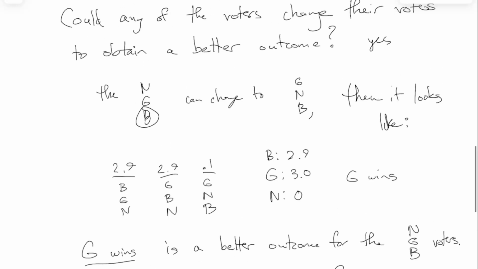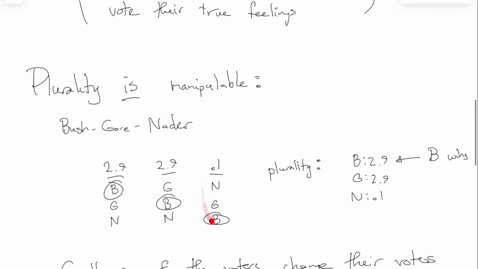These people who voted for Nader could have gotten a better result if they had voted for Gore instead. And so that means plurality is manipulable. It means these Nader voters, in order to achieve the best result, should not have voted for their true favorite, which was Nader. They should have instead voted for Gore.